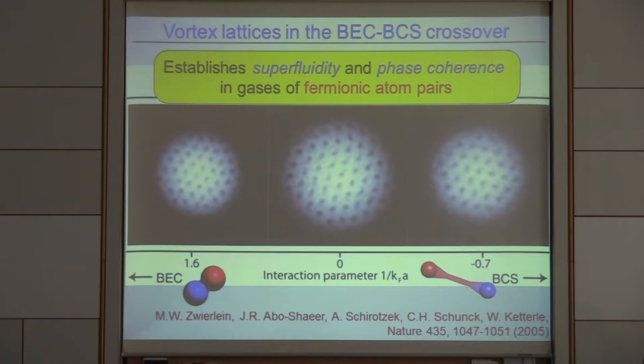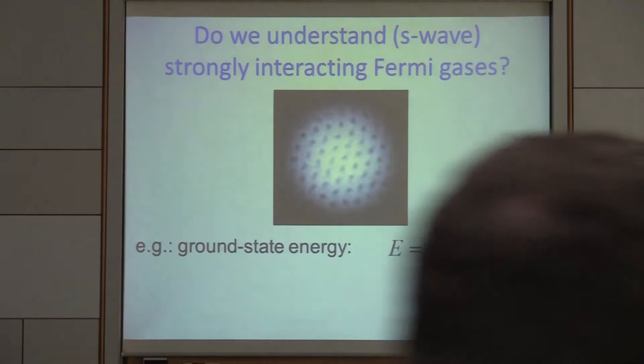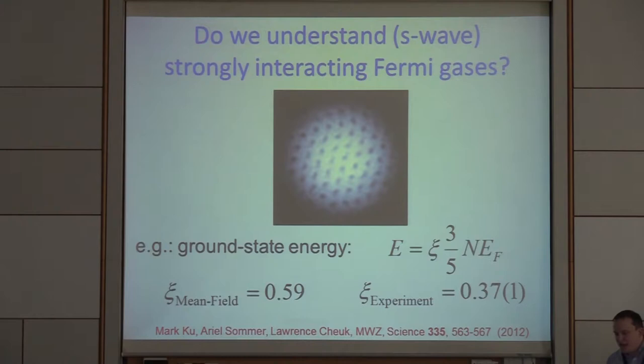The question is now, a decade later, do we understand these strongly interacting Fermi gases in the bulk? Again, there's no lattice here. This is not the Fermi-Hubbard model. This is a bulk model where you have a unitary interaction between the atoms. For example, we know that the ground state energy has to be some universal number times the ground state energy of a non-interacting Fermi gas. Do we know that number? Mean field theory gives us 0.59. The experiment gives us 0.37, so that tells us this mean field ansatz is clearly not so good, but of course people have refined this.